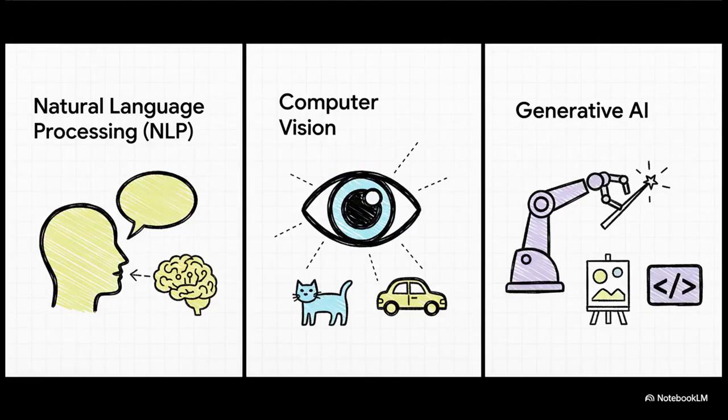And to round out our arsenal, you've got these three. Natural language processing, or NLP, gives AI the power to understand and speak our language. Computer vision, or CV, gives AI eyes, letting it see and interpret images and videos. And then you have generative AI. This is the creative genius. It's the AI that can actually create brand new things like text, art, or even code.